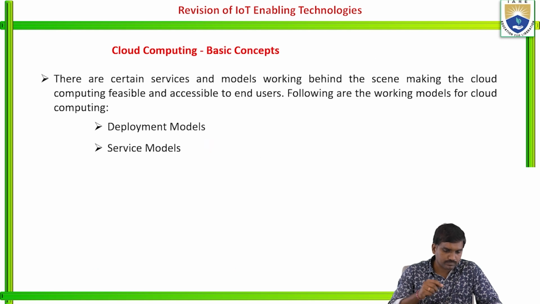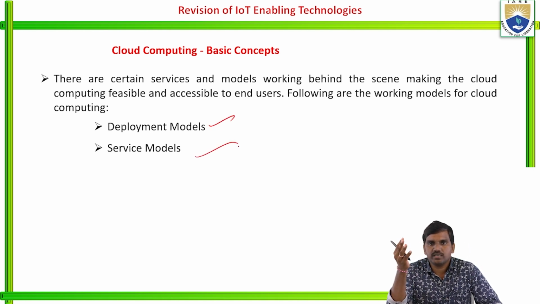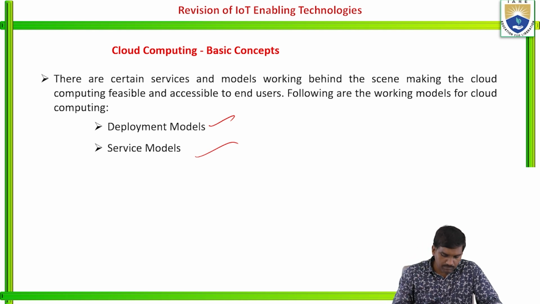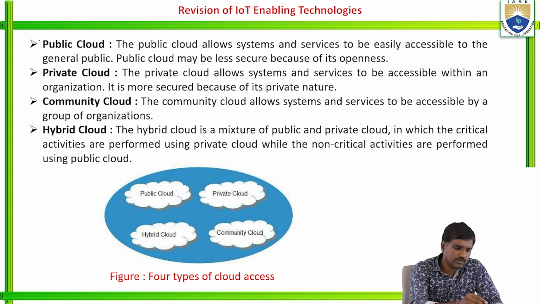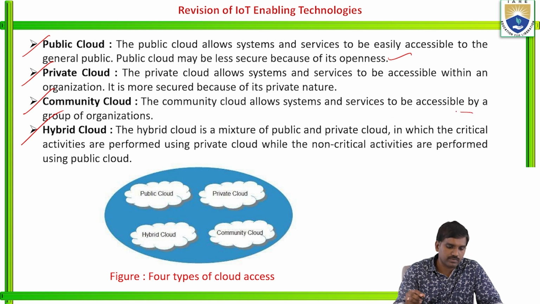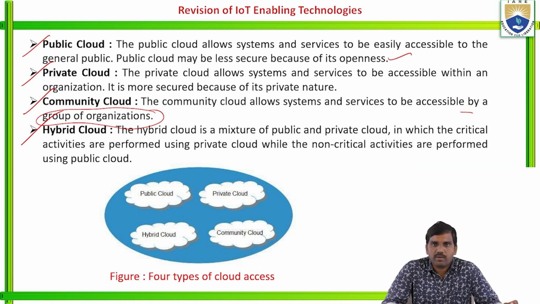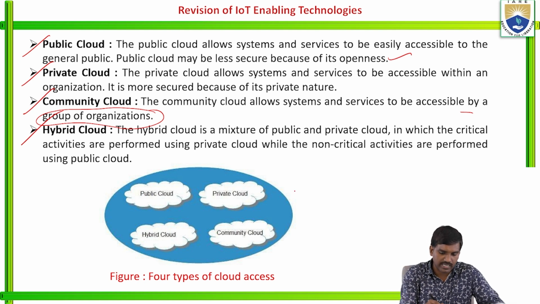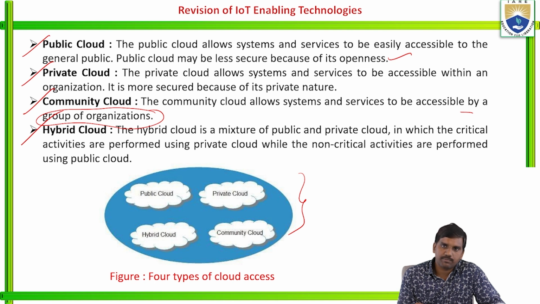The next one, cloud computing concepts. We have two models: deployment models and service models. The entire cloud computing depends on these two types of models. The deployment models have four types: public cloud, private cloud, community cloud, and hybrid cloud. The public cloud is open to all, so anyone may use it. The private cloud belongs to one organization, one company, or one government. The community cloud is used for a community; it allows service access by a group of organizations. That is the important point of community cloud. And hybrid cloud is the combination of public and private cloud. This is the diagram of four types of cloud access under deployment models.